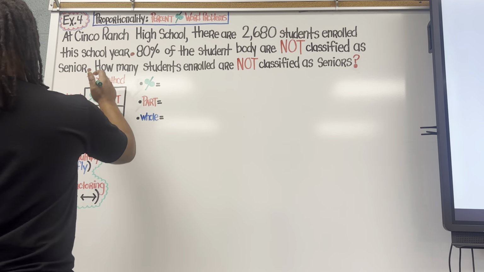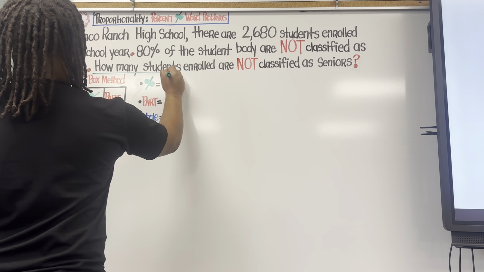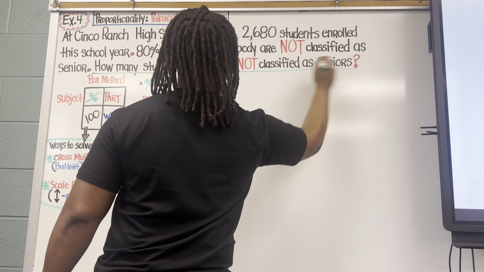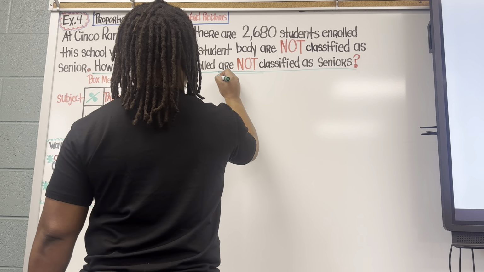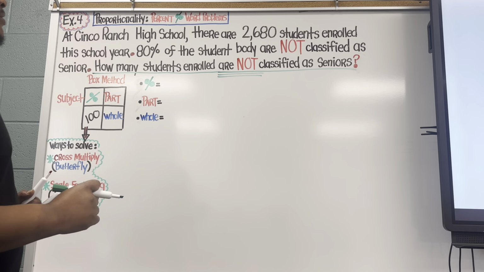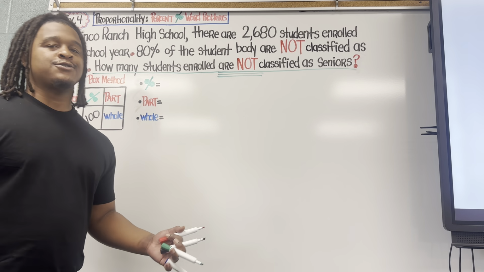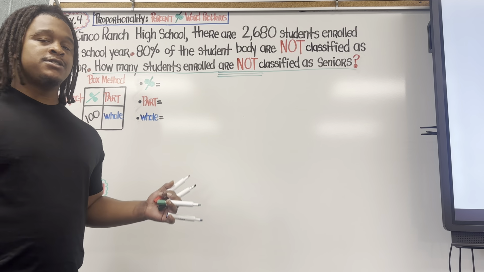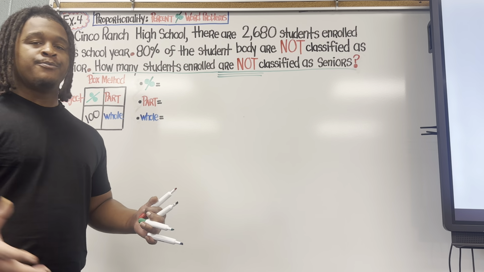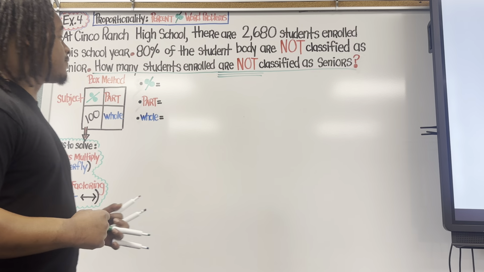So let me go ahead and underline the question, because the question will tell you what you need to look for, okay? It will give you clarity on what we're solving for, right? So we're trying to find how many students enrolled are not classified as seniors, right? Now we know guys at a high school, we know that not every student is classified as seniors. Some are classified as freshmen, sophomore, juniors, seniors, whatever, right?